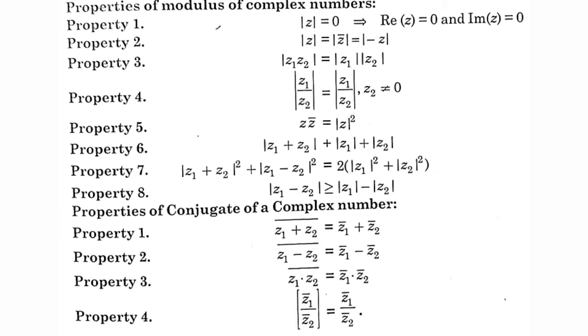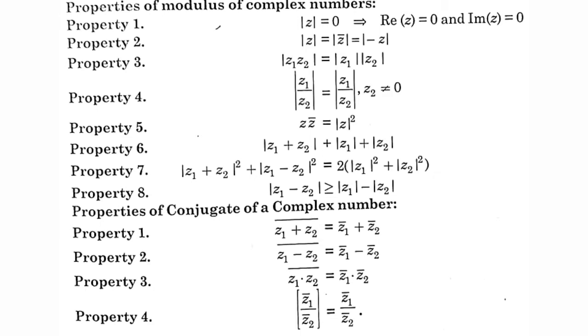Fifth property: z times z bar is equal to modulus of z squared. Sixth property: modulus of z1 plus z2 is equal to modulus of z1 plus modulus of z2. Here is a correction: in place of plus, you can write equal to.